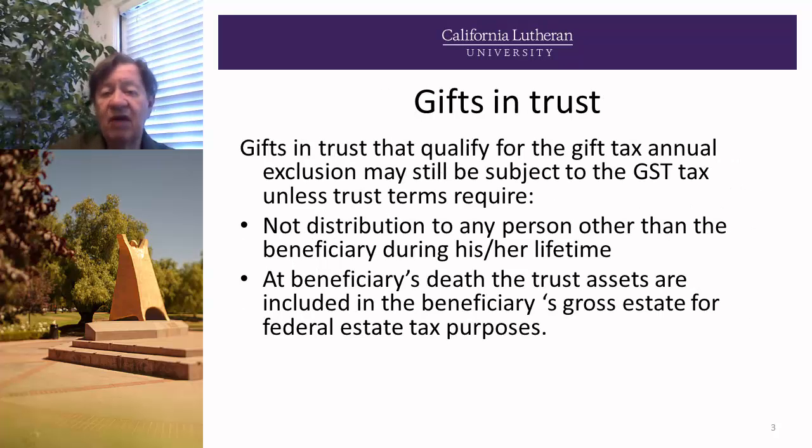Gifts and trusts that qualify for the gift tax annual exclusion may be subject to the generation skipping tax unless trust terms require, first, no distribution to any person other than the beneficiary during his or her lifetime, and second, at the beneficiary's death, the trust assets are included in the beneficiary's gross estate for federal estate tax purposes. In other words, it's going to get taxed.